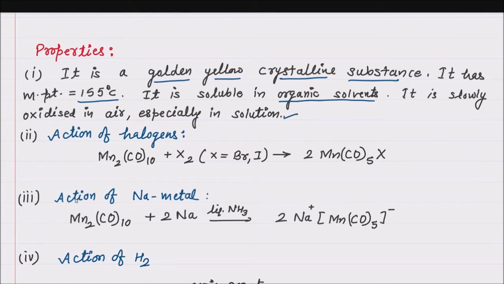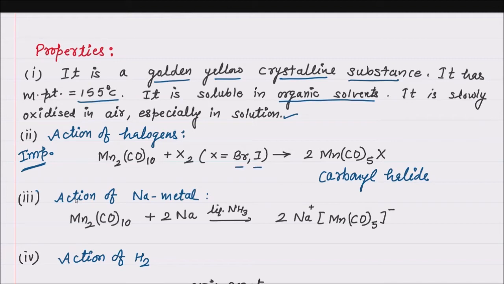Now come to the action of halogens. This is very important. A question came in one of the competitive exams, I think GATE 2017. Action of halogens: Mn2(CO)10 reacts with halogens to form carbonyl halide, that is Mn(CO)5X. X is bromine or iodine.